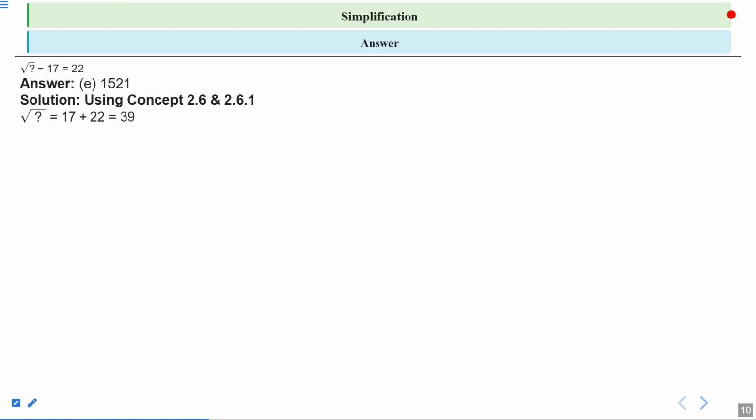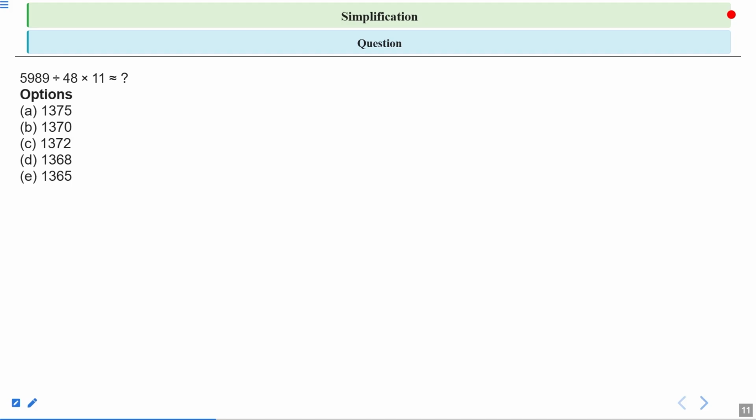We can say that square root of question mark will become 22 plus 17, because on the left hand side 17 is negative. When we change the side, the number will become positive. So 17 plus 22 equals 39. So the square root of the question mark equals 39. So what we can do? Now we can square both the sides. So question mark will become 39 into 39. So we get 1521. So E is the correct answer. Next one.